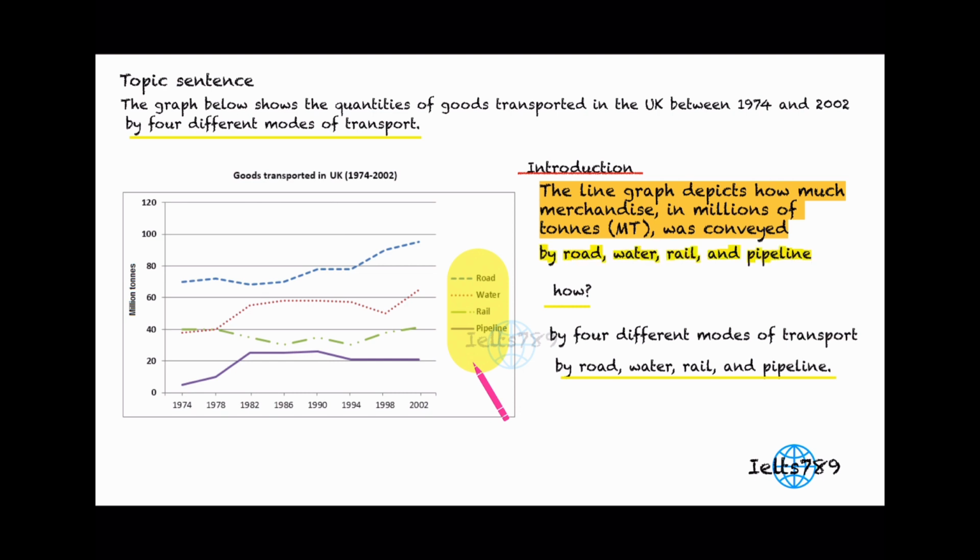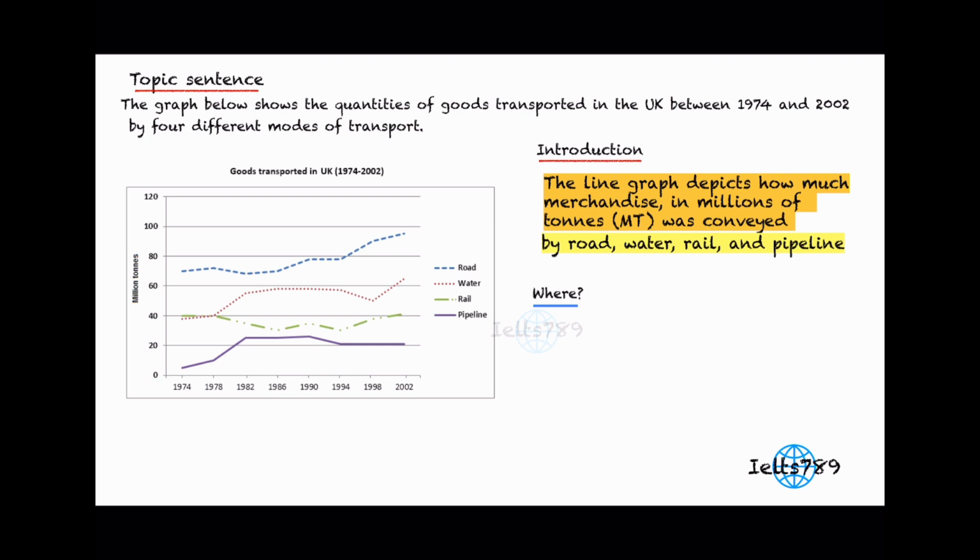Next, we answer the question where. Where were the goods transported? From the topic sentence, we read it to be in the UK. This can be found in the title as well. Paraphrasing, we have within the United Kingdom.